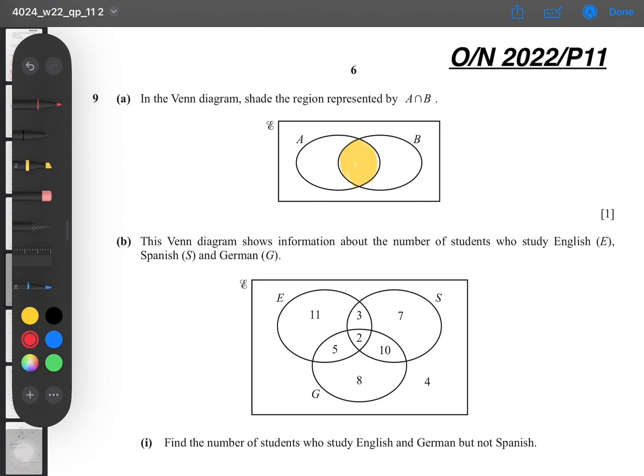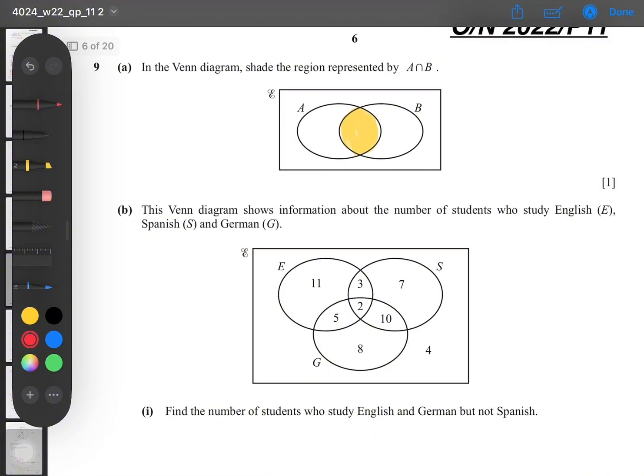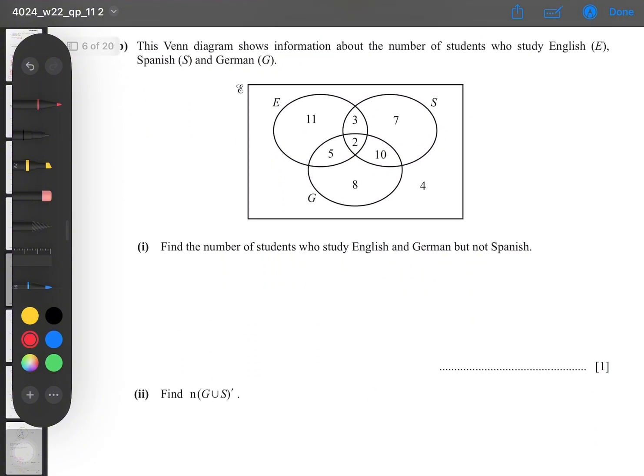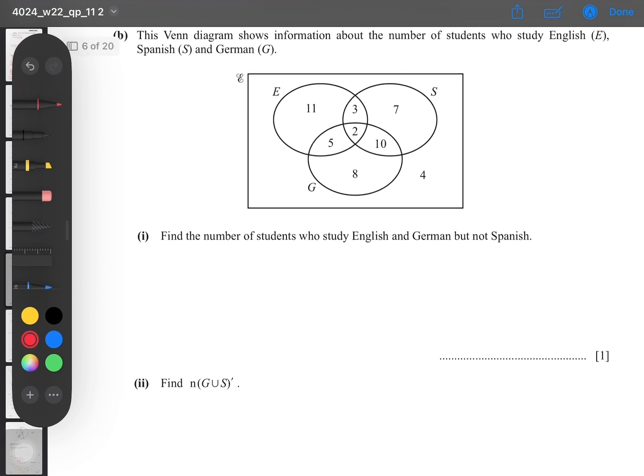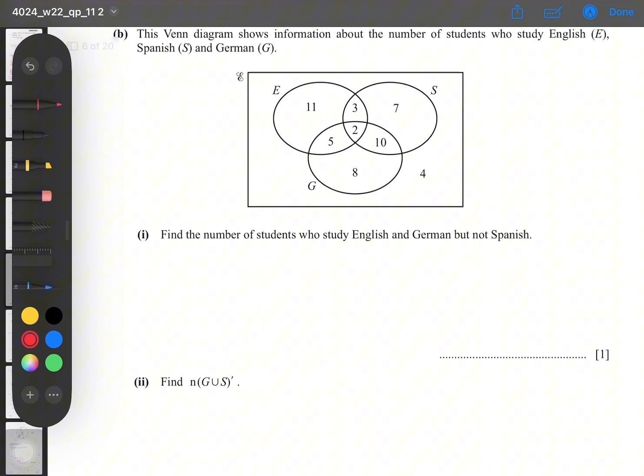Part B. This Venn diagram shows information about the number of students who study English, Spanish, and German. Find the number of students who study English and German but not Spanish. So this is actually the common part of English and German. So if we consider this, 5 members are present in this group. So the answer is 5.